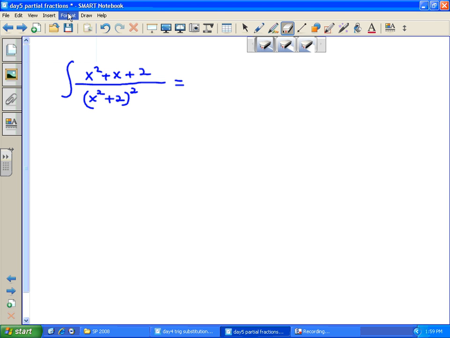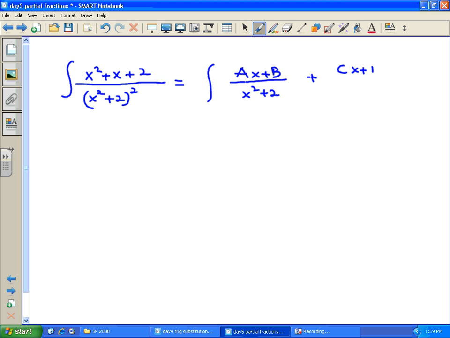Okay, so this is an example with a repeated irreducible quadratic, right? We know that it has to have two separate fractions because the highest power of the bottom is the second power. So we're going to have, and each of these fractions should have what in their numerators? Something like ax plus b, right? Because the bottom is an irreducible quadratic. So what should the second one look like? Exactly.